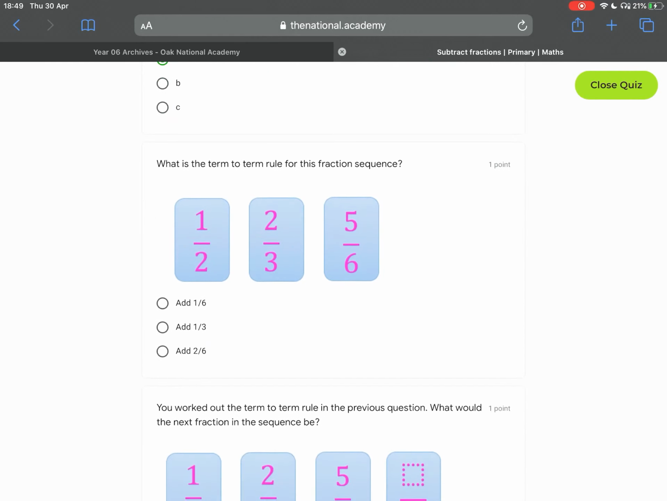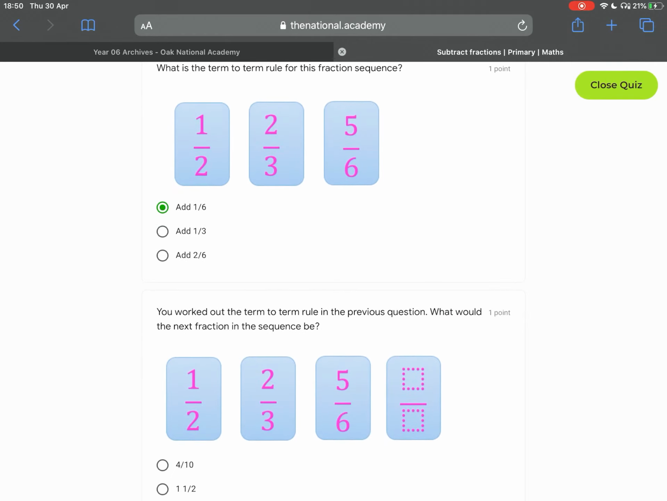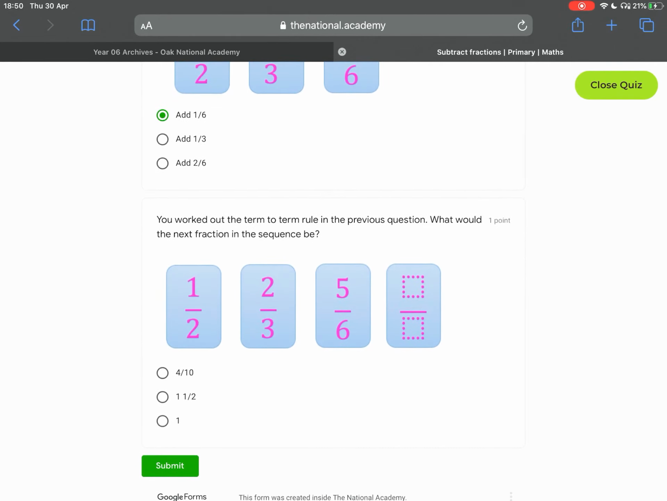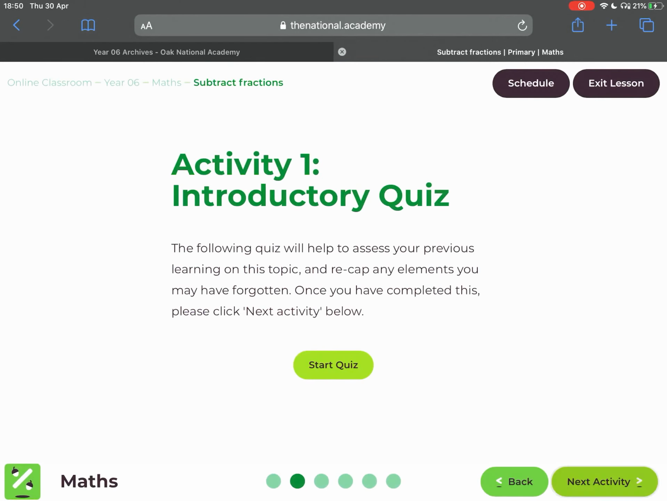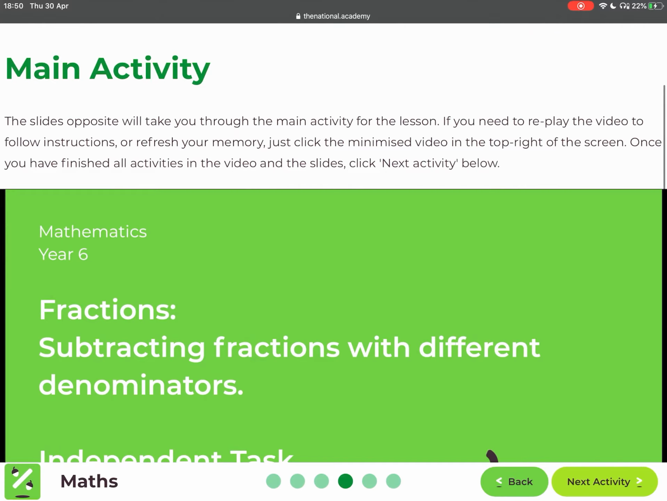It would be A, because B is a mixed number and C is a proper fraction, normal fraction. What is the term to term rule for this sequence? It looks like it would be 1/6. So then here you worked out the term to term rule in the previous question. What would the next fraction in the sequence be? It would be 1. After you did that, you've got your video with Miss Parsons. She will ask you to pause the video and do some activities, but they aren't too hard, and you will be fine if you got the hang of it. And then after you've got that, you've got your independent task here.